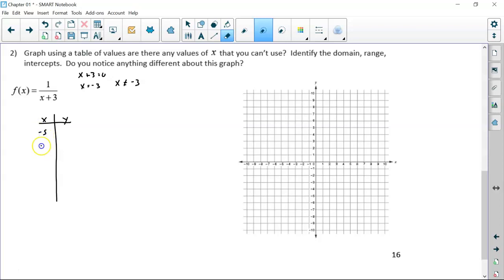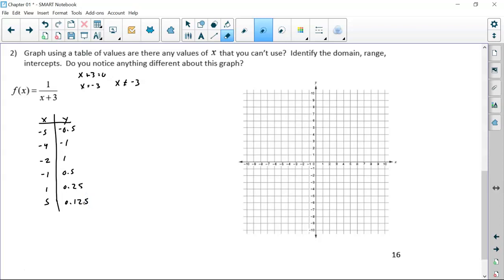So negative 5, negative 4. We're going to skip negative 3. We're at negative 2, negative 1, 1, and I'll skip all the way down to 5 just to see a little bit more over there. So when x is negative 5, we get negative 0.5. Negative 4, you get negative 1. Negative 2, 1. Negative 1, you get 0.5. 1, you get 0.25. And 5, you get 0.125. You can see how little of a difference it makes.